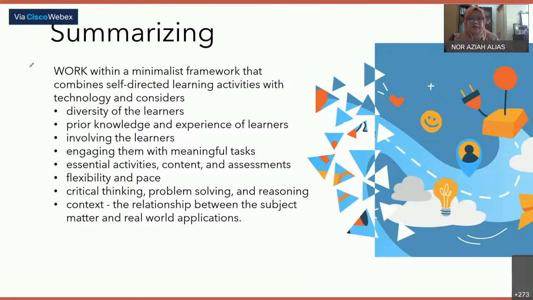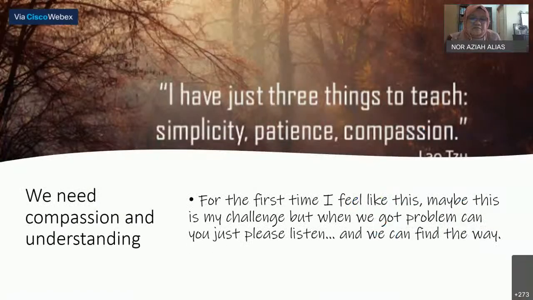All right. Okay. So this is what I learned actually for the past 1 year. I have just 3 things to teach. Lao Tzu said simplicity, patience, and compassion.